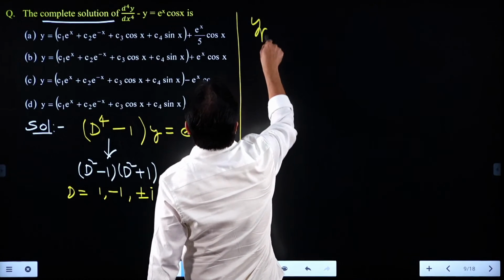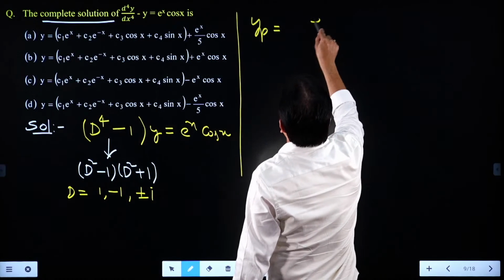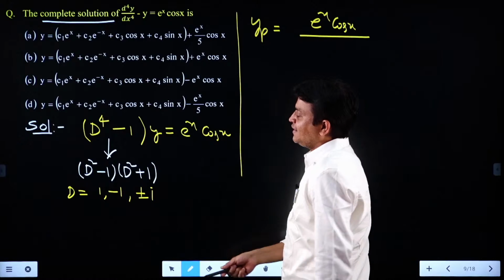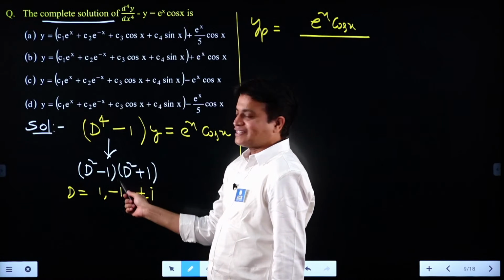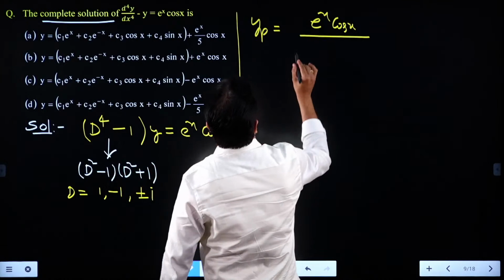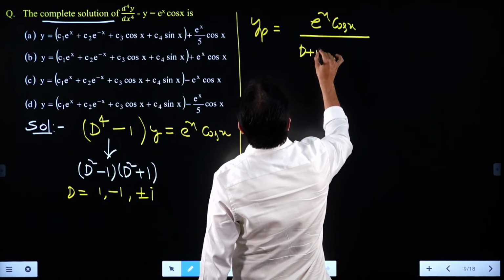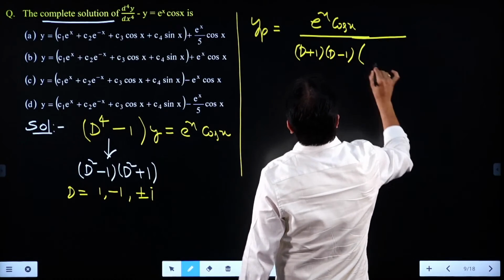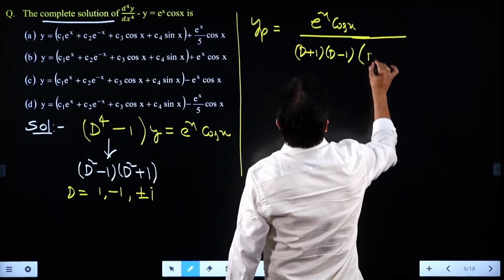So what is yp here? Right hand side e power x cos x. By our f of D, I always suggest this type of factors are very useful, a lot of time saving also. D square minus 1, you can factorize as (D plus 1)(D minus 1). Here complex roots are there as it is.